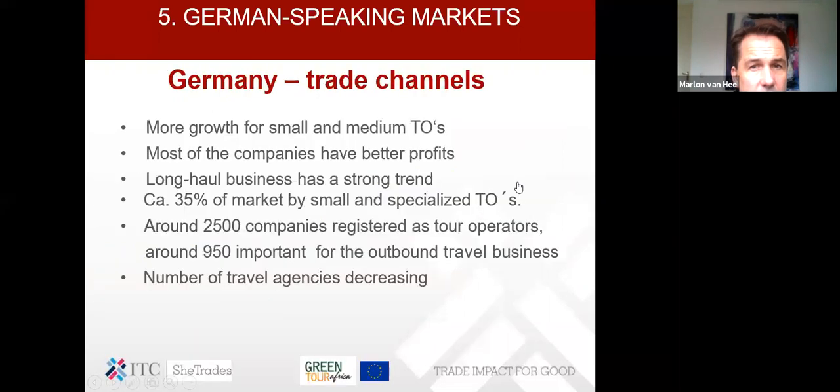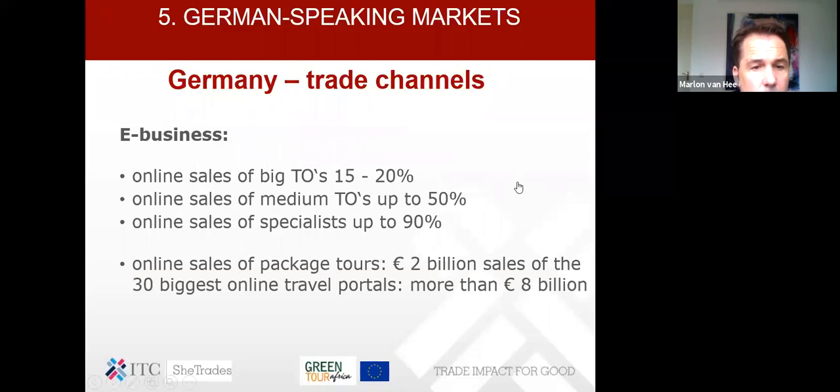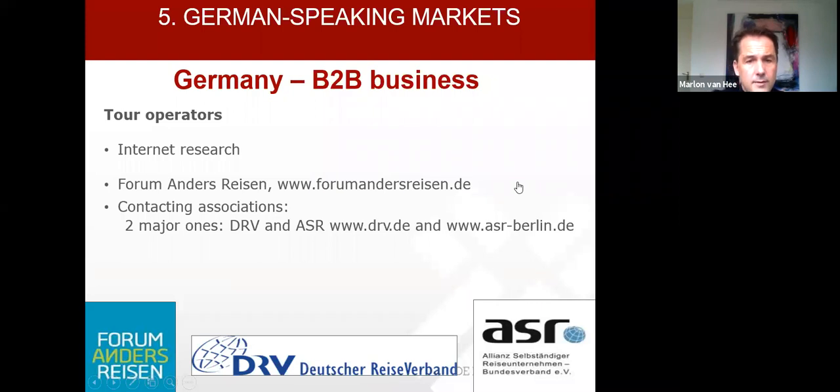So special interests. So here are some numbers about the number of tour operators based in Germany. Around 950 German companies deal with outbound travel. The number of travel agencies is decreasing. So the number of shops is decreasing. People more and more book directly with a tour operator or, for example, an OTA. I'm going to speed up now a little bit. This is some figures about online business. Okay, but let's go to this one.